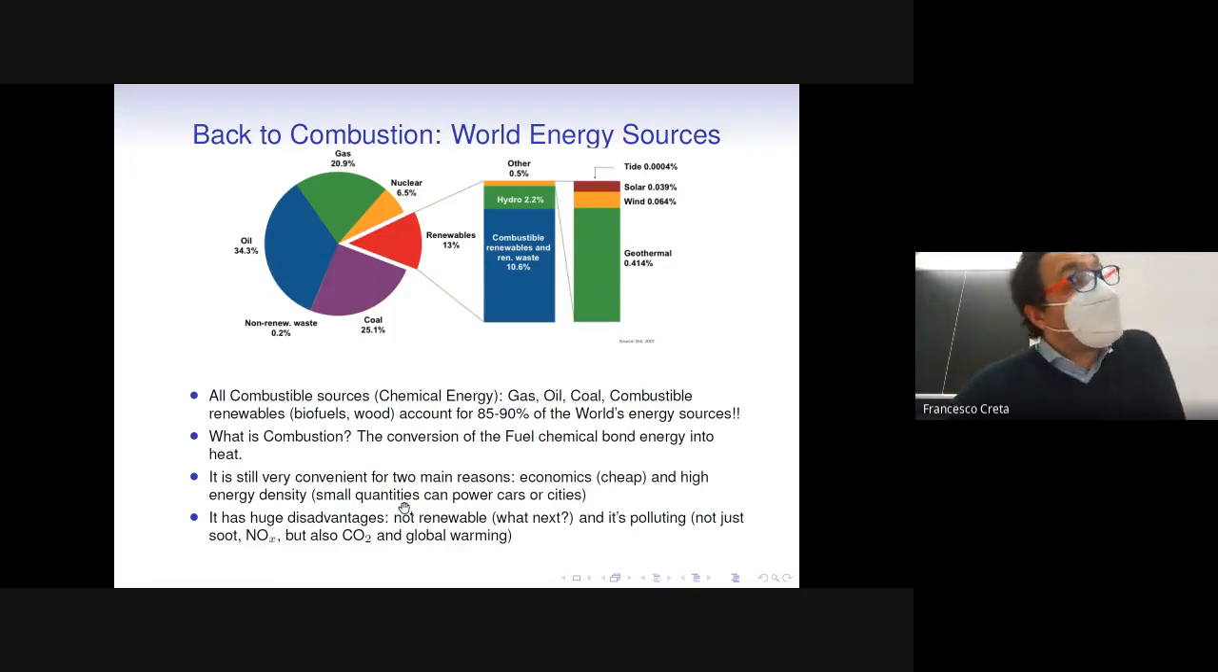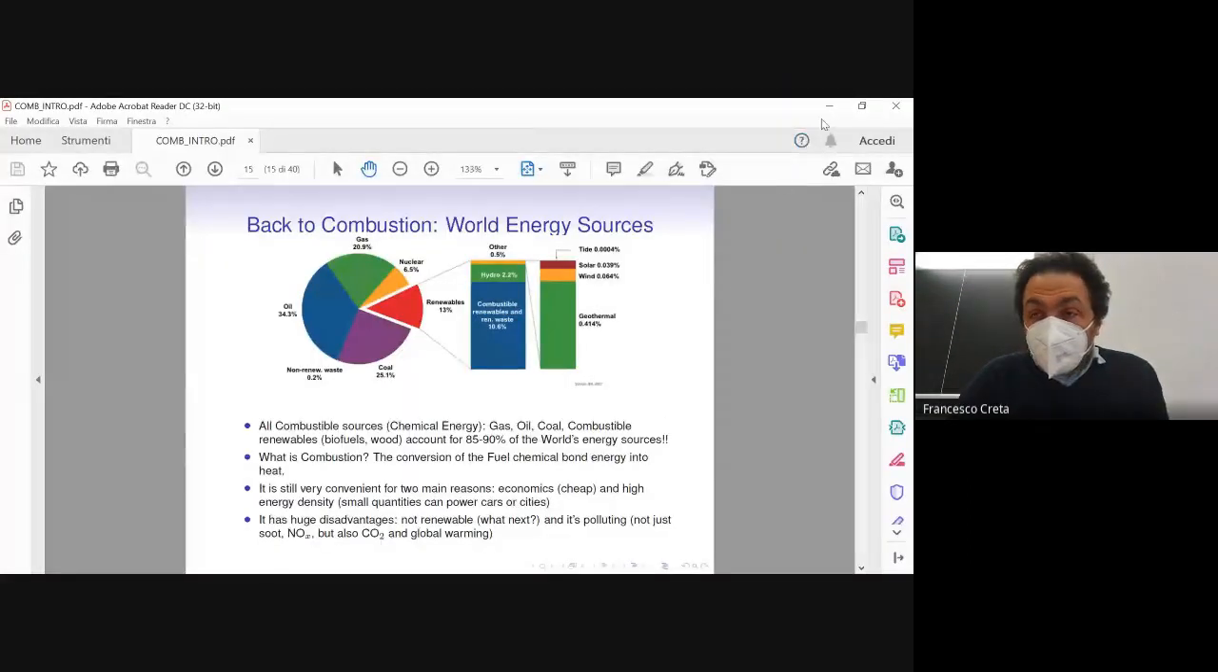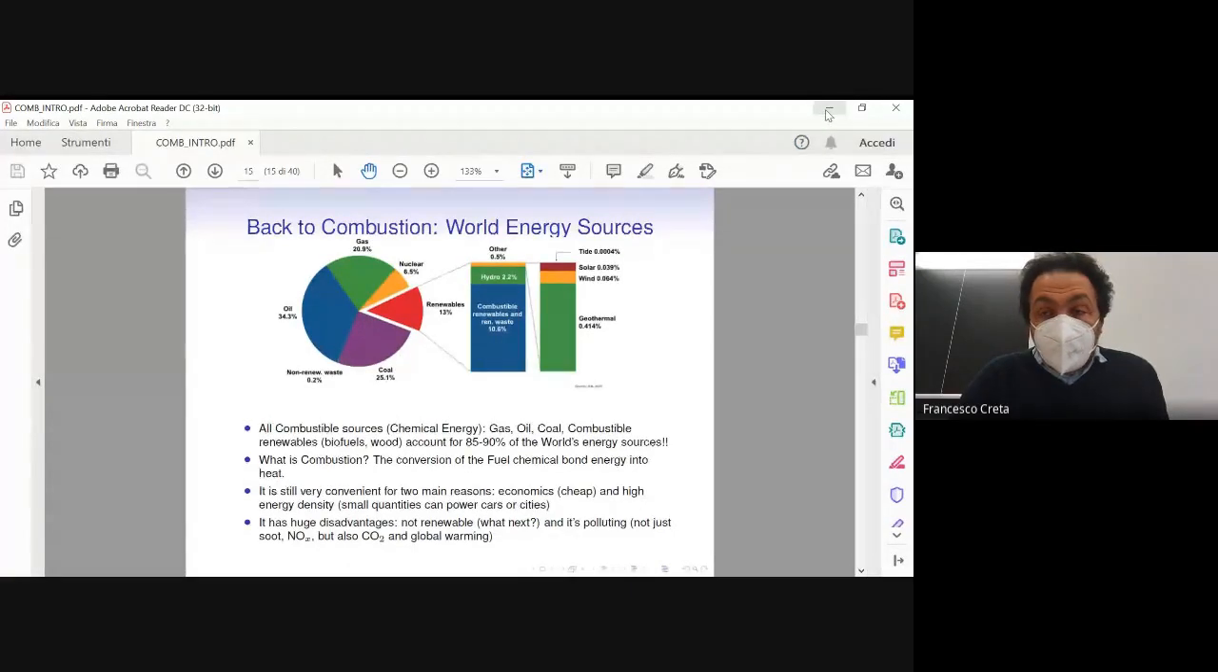But it has huge disadvantages. So next time we're going to look in more detail at the production of pollutants, and the fact that we need to learn as much as possible about combustion if we want to limit the damage that combustion causes to our environment. So with this, I think we can close it here. Surely, if you have any questions, I'll be happy to answer them.